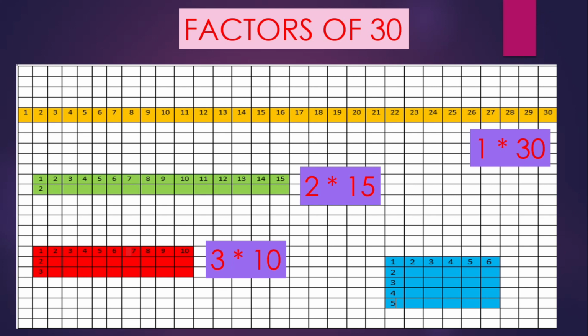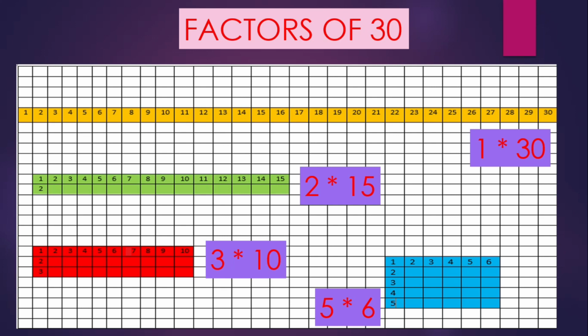And if I take the counting number 4, we do not get 30 in the table of 4. So we skip 4 and move on to our next number 5. So the next factor is 5 6s are 30. So these are all the possible factors of 30.